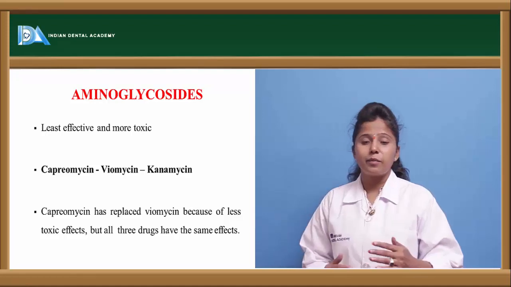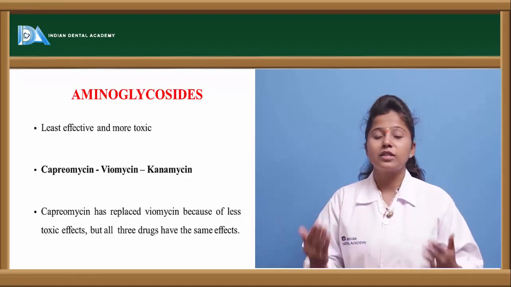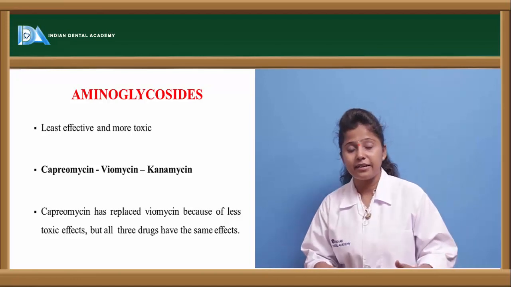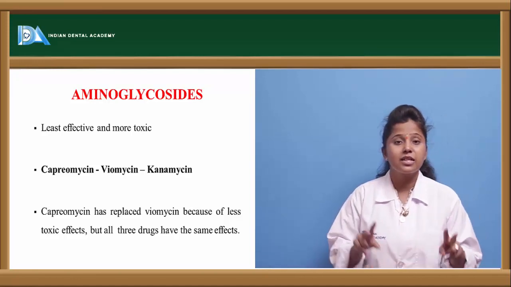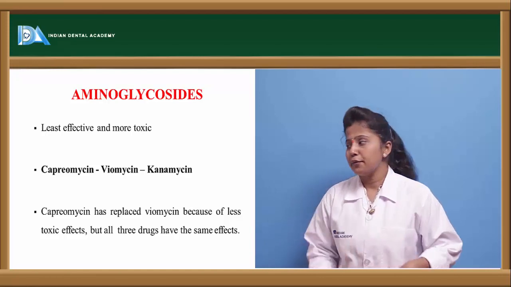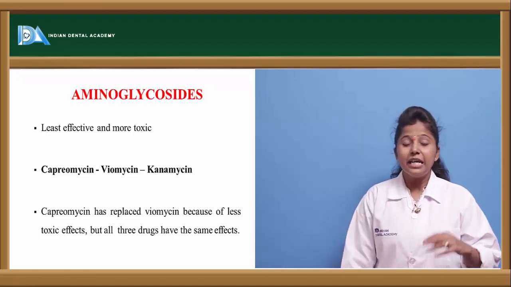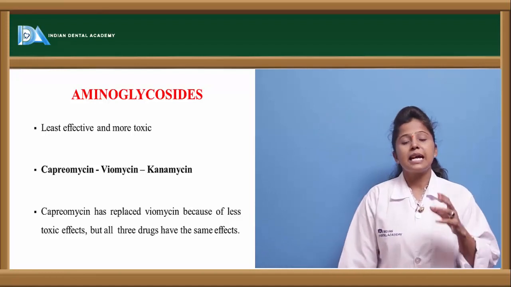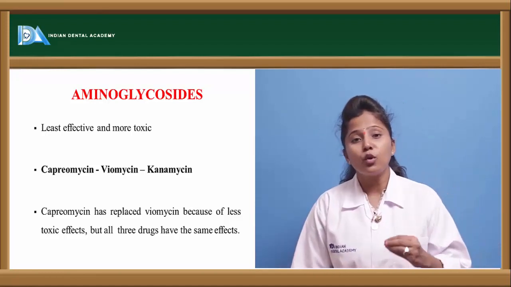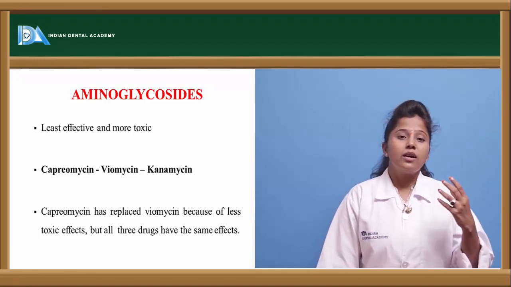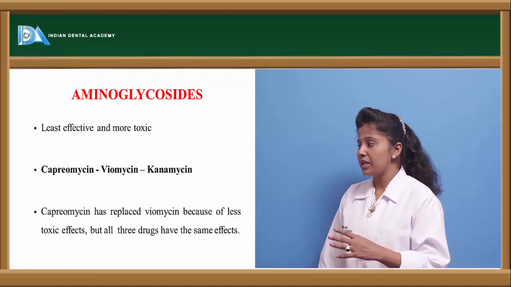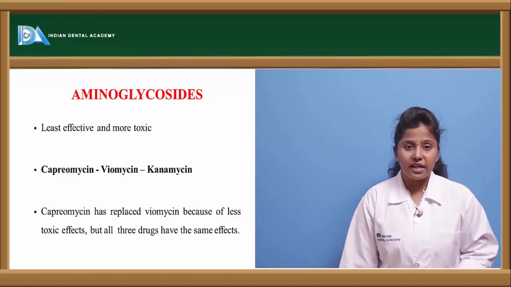So first, if a person is suffering with tuberculosis, we give first line drugs. If the bacteria is resistant to drugs, then only second line drugs are preferred, or else these second line drugs are given in combination with the first line drugs. Here if we see the capreomycin, it is replaced with viomycin because this capreomycin has more toxic effects when compared to useful effects. So that is the reason this capreomycin is replaced with viomycin in the marketed formulation.